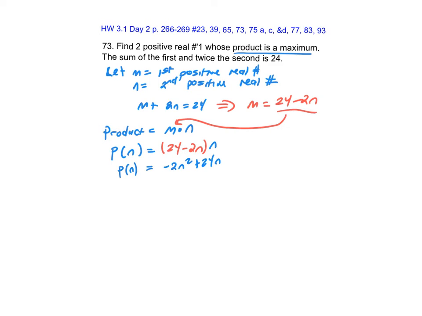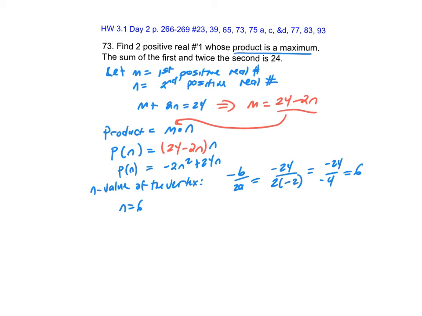And when we have general form, we know that the maximum occurs at the vertex, and the n value of the vertex, normally it's the x value of the vertex for this function, will be at negative b over 2a. So the opposite of b is 24 over 2 times a, which is negative 2. So we have negative 24 over negative 4, which is 6. So n is equal to 6. That's the value of n that leads to the maximum product.